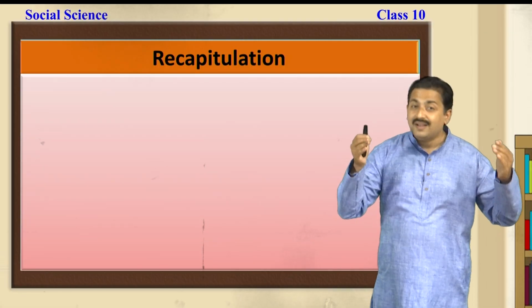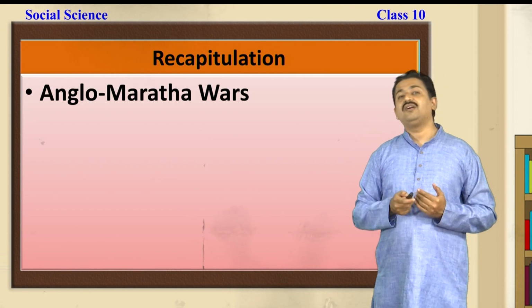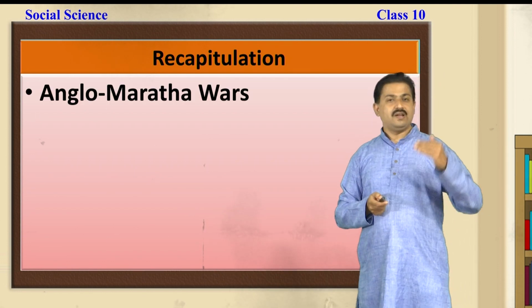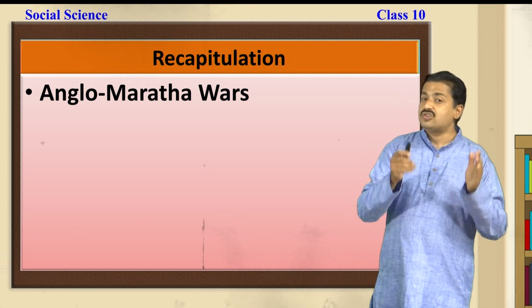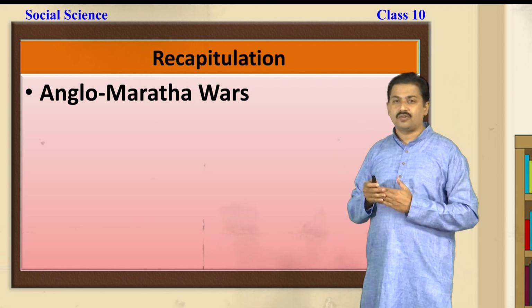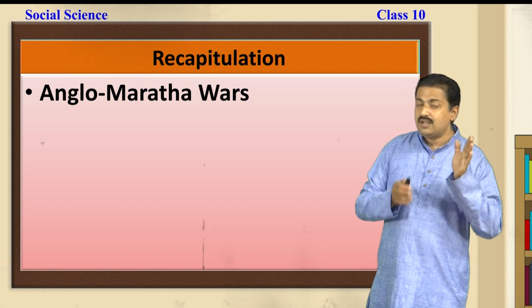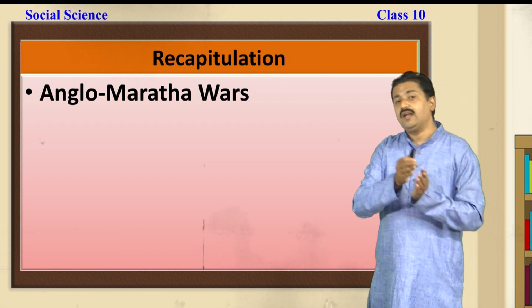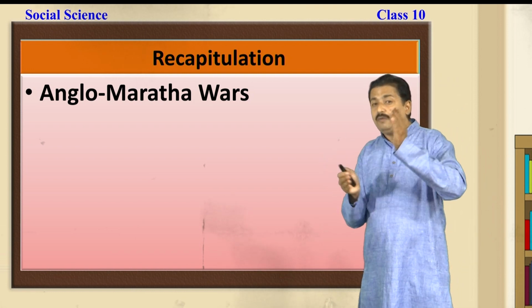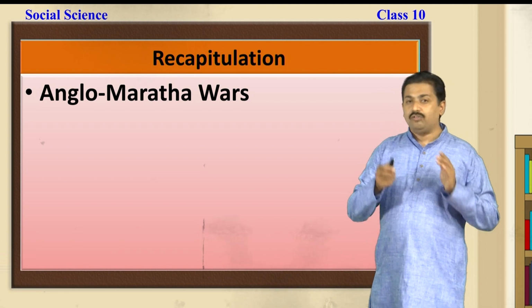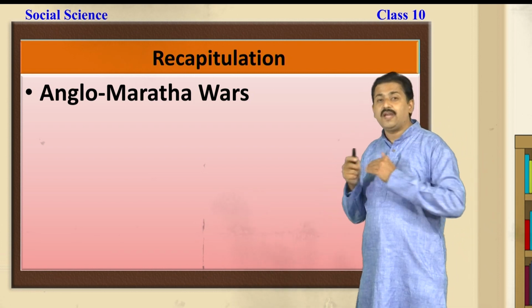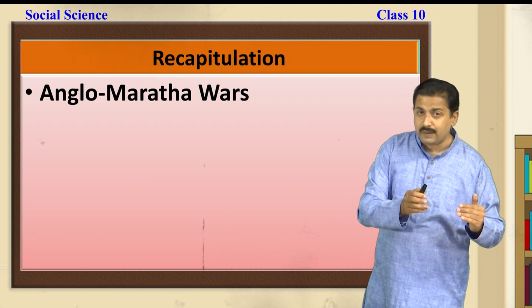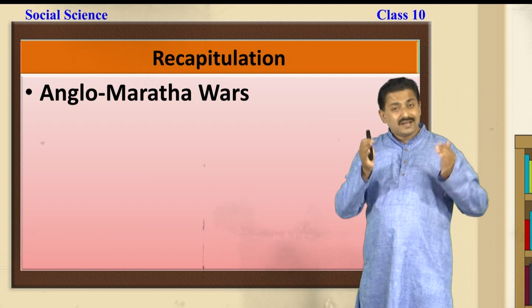Dear students, now I have a recapitulation for you. That means we shall recollect whatever we have discussed in this lesson. In this lesson, we discussed three Anglo-Maratha wars. The first Anglo-Maratha War started in the year 1775 and ended in the year 1782 with the Treaty of Salbai. There, Madhavrao II became the Peshwa, Raghoba got a pension and the British got more concessions.